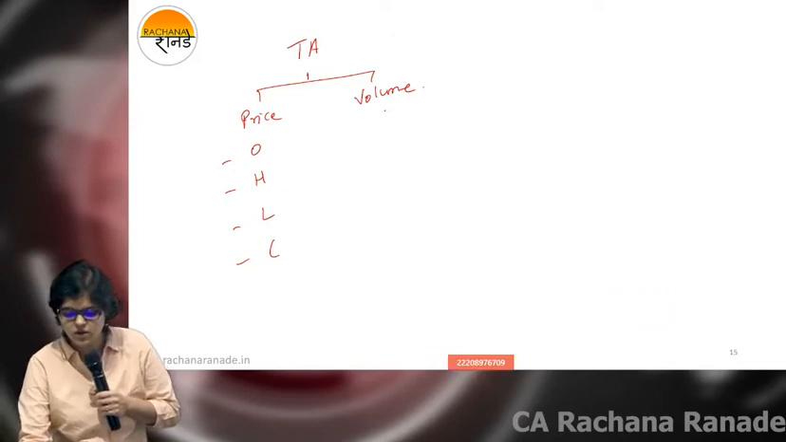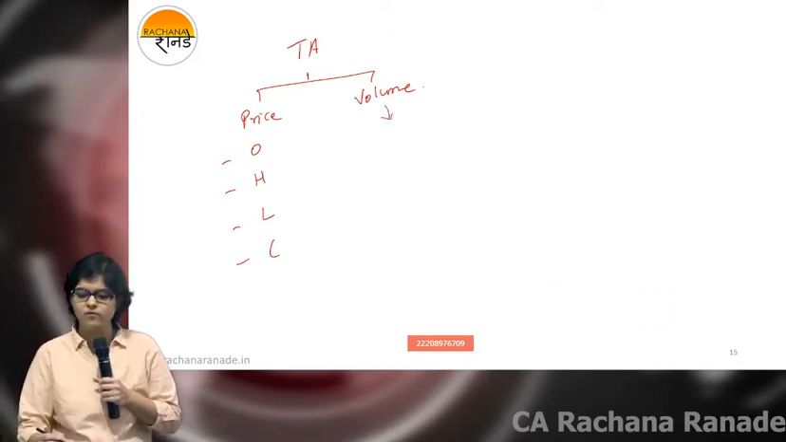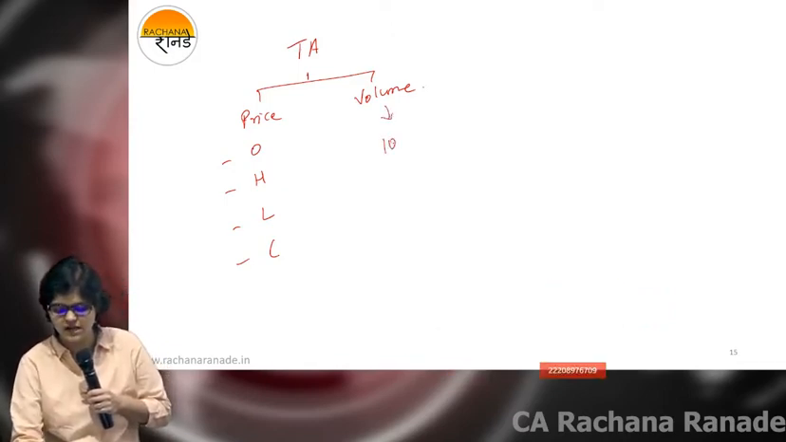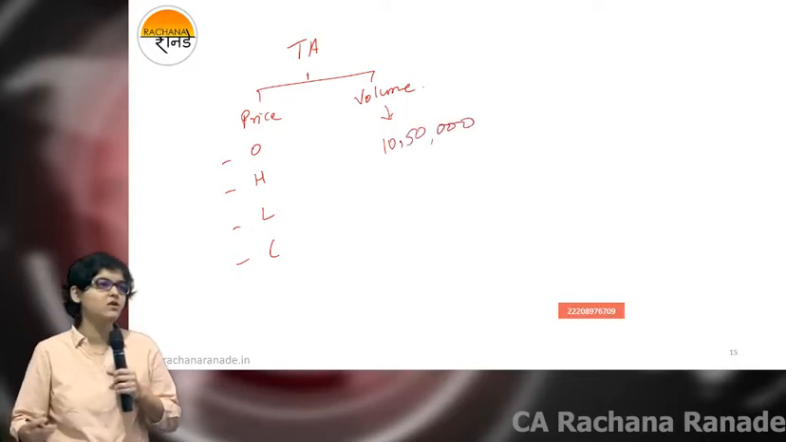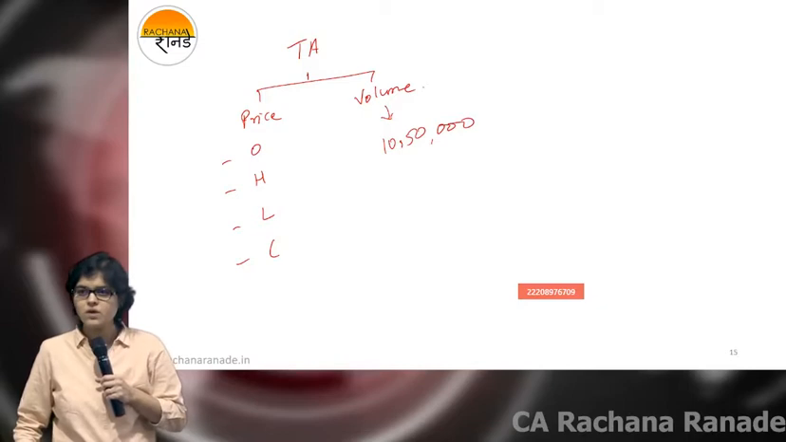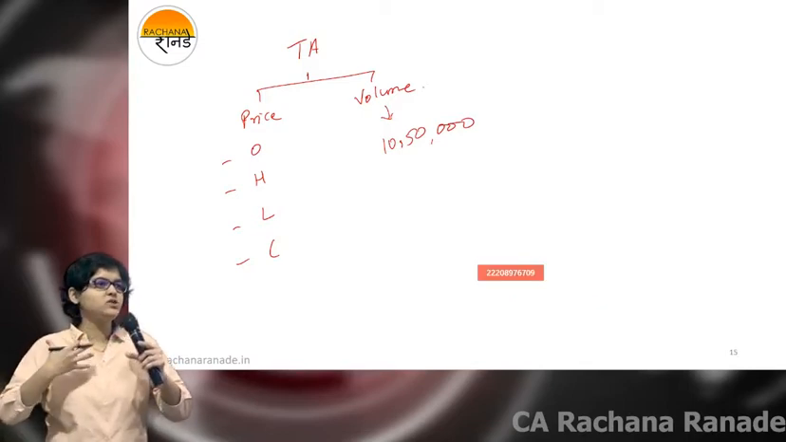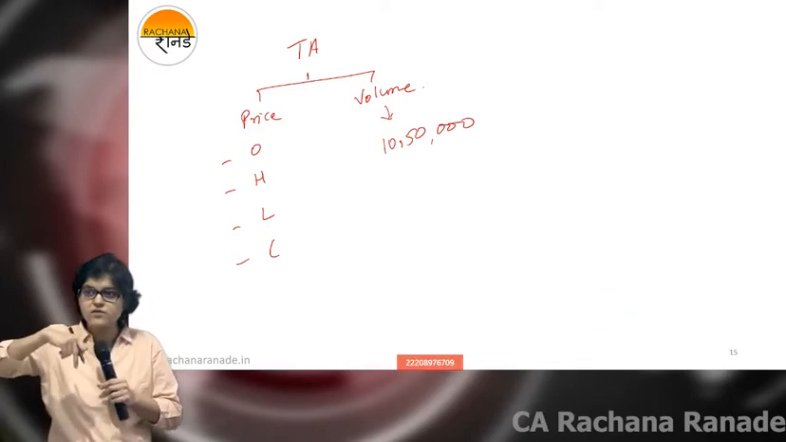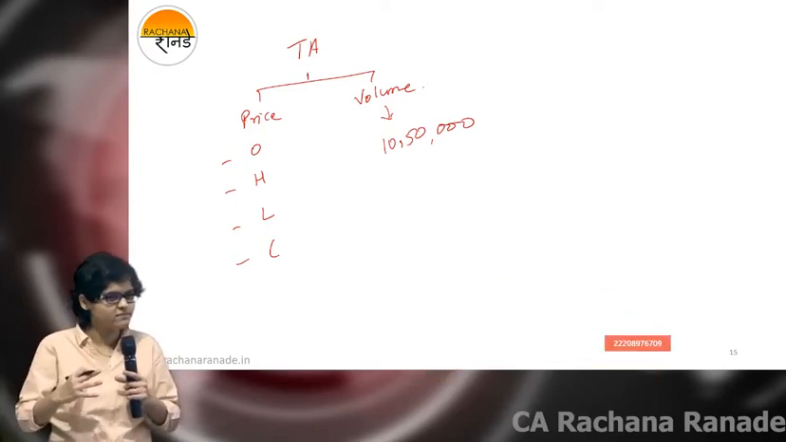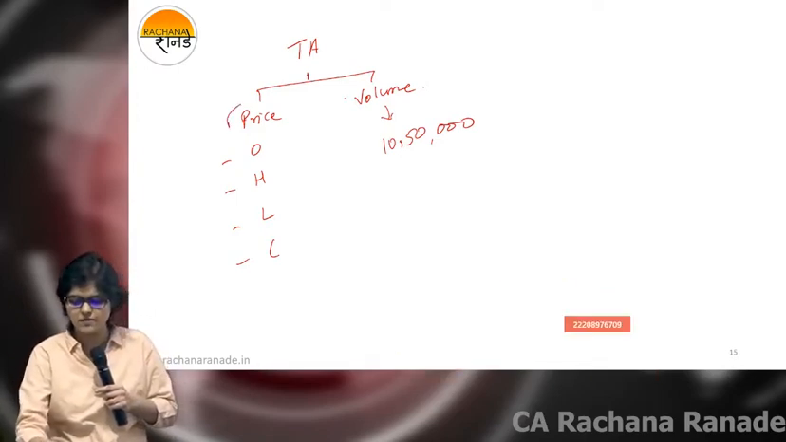Then we talked about the concept of volume. And what do you mean by volume? For example, I say today's volume was 10,50,000. 10,50,000 shares. So what is the meaning of 10,50,000 shares volume? Number of shares which exchange hands. So is it 10,50,000 plus 10,50,000 that we have to consider? No, it's in totality. Correct? So that was about price and that was about volume.